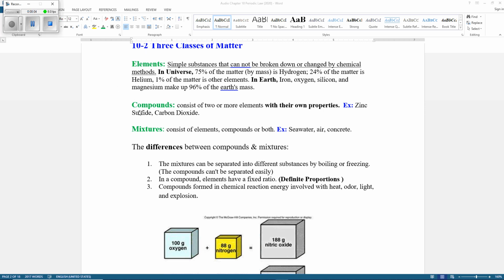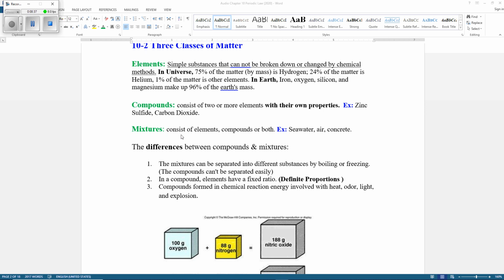Now, the second class we call compounds. Compounds consist of two or more elements with their own properties. Like the examples we just mentioned, zinc sulfide and carbon dioxide, we call them compounds. So when elements combine chemically, we call them compounds. Now, the third class we call a mixture.